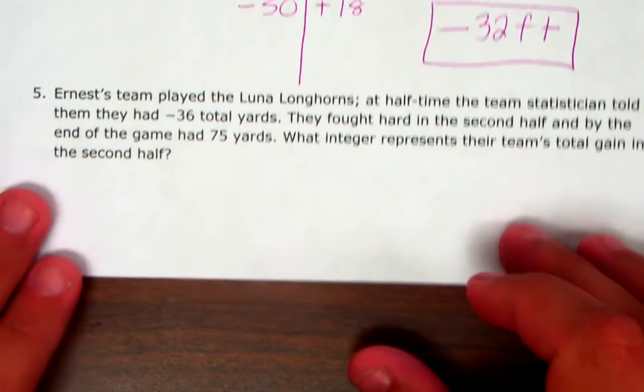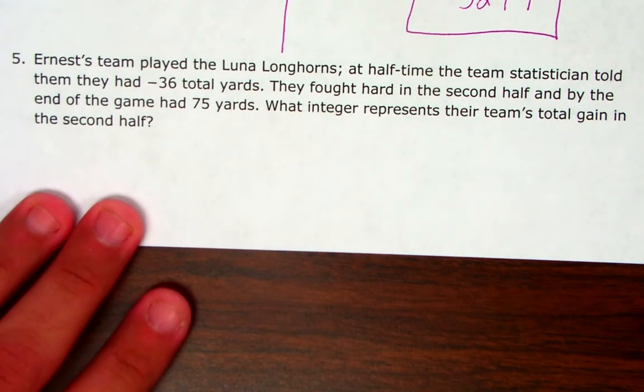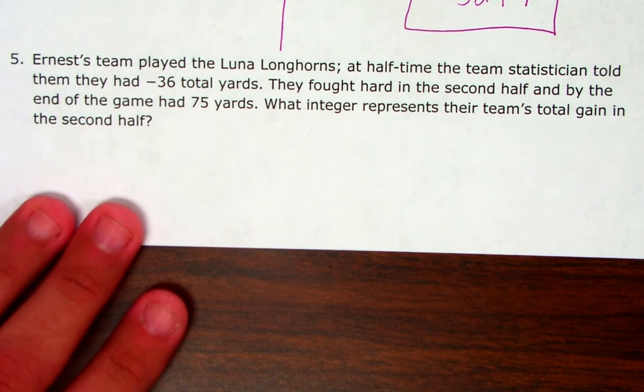Alright, number 5. Ernest's team played the Luna Longhorns. At halftime, the team's statistician told them they had negative 36 total yards. They fought hard in the second half, and by the end of the game, they had 75 yards. What integer represents their team's total gain in the second half?